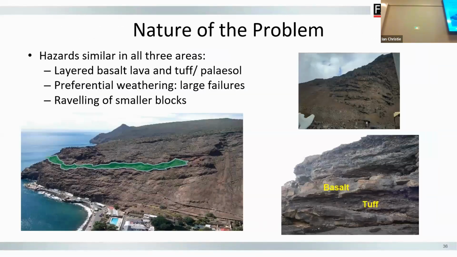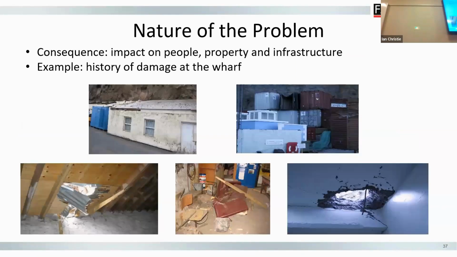So what's the problem here with rock falls? Well, it's an extinct volcano, so the whole island is made of layered lava flows with some tuffs and some paleosols in between the basalt layers, and every time a new lava flow went across, it would bake them. So you had real preferential weathering of these weaker layers, and that led to potentially quite big failures of these thick basalt lava flows. But there's also ravelling of smaller blocks. So there's literally hundreds and hundreds of rockfall hazards across all of the slopes here.